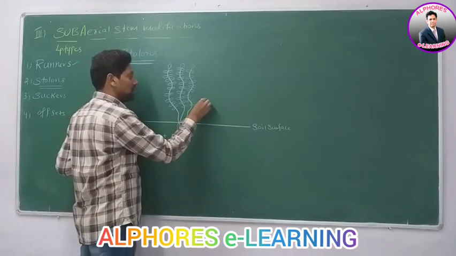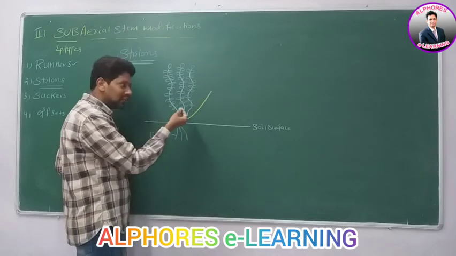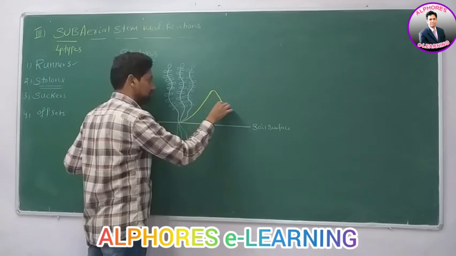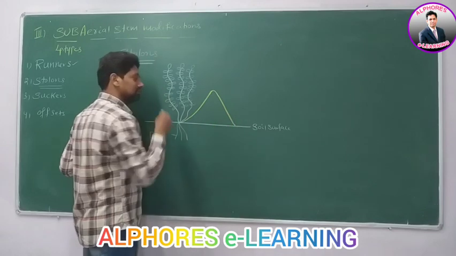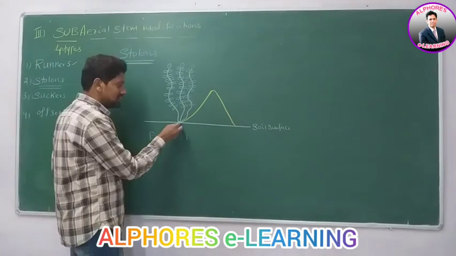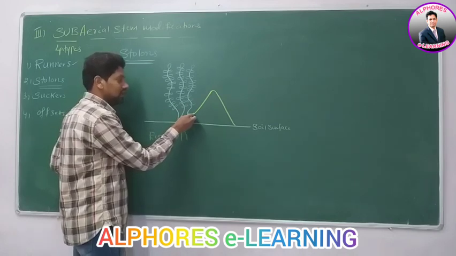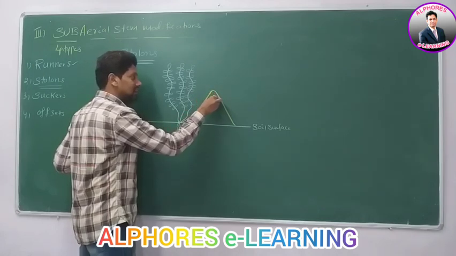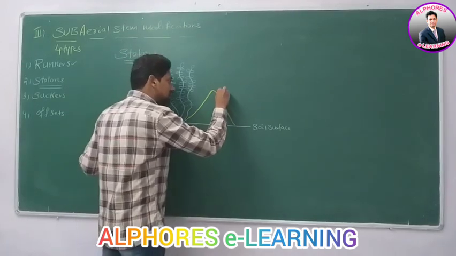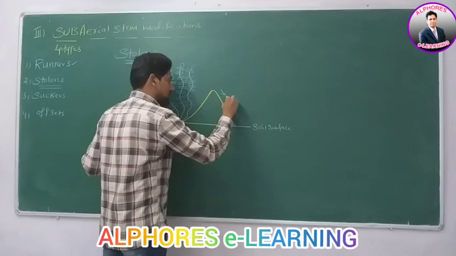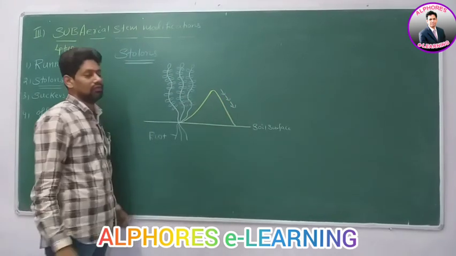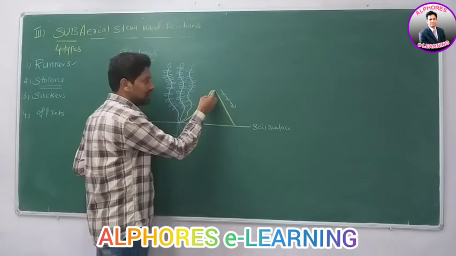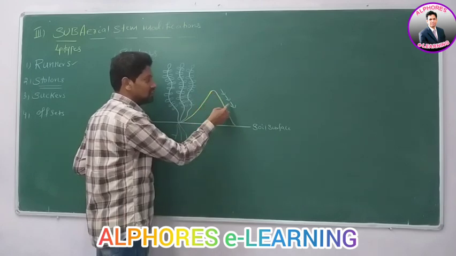Initially, this lateral branch is growing aerially, yes or no? After some time, this lateral branch arches, bends down and touches the surface of the soil. See this statement. This is which branch? Lateral branch. After some time, it arches and bends downwards. It grows obliquely downwards, in a positively geotropic manner, yes or no? Right.